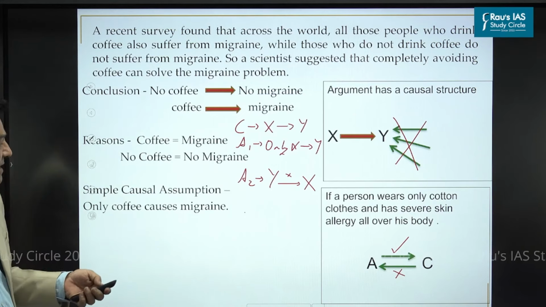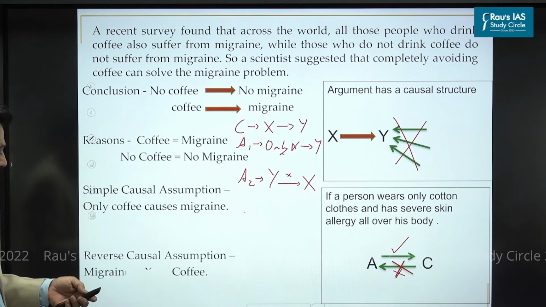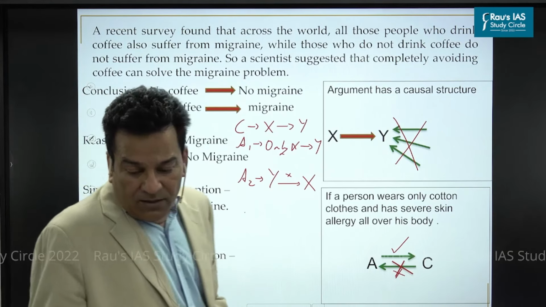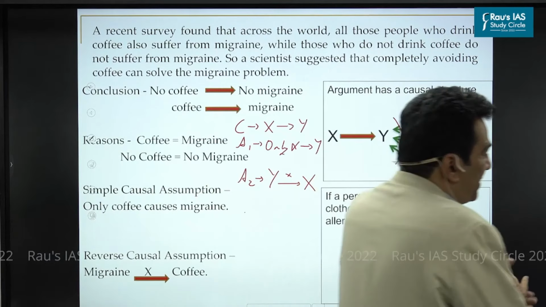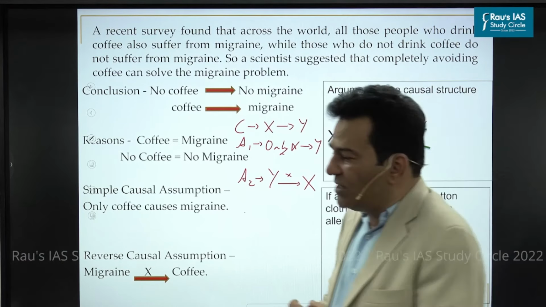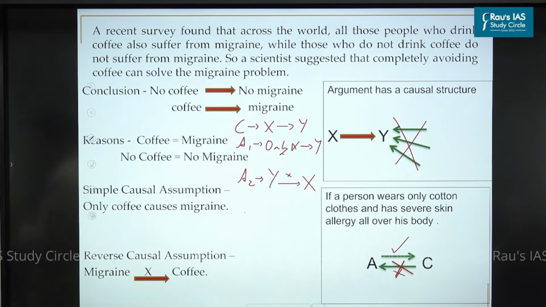Don't look at whether it is commonsensically acceptable or not. Instead, just write it down. In questions, the migraine and the coffee will be different. There will be other terms used. Just see what is leading to what. Based upon that, you can make your assumptions easily. The second one is called a reverse causal assumption. In a lot of questions, the reverse causal assumption will not make sense. But you just have to see which answer choice says Y does not cause X. That's the right answer.